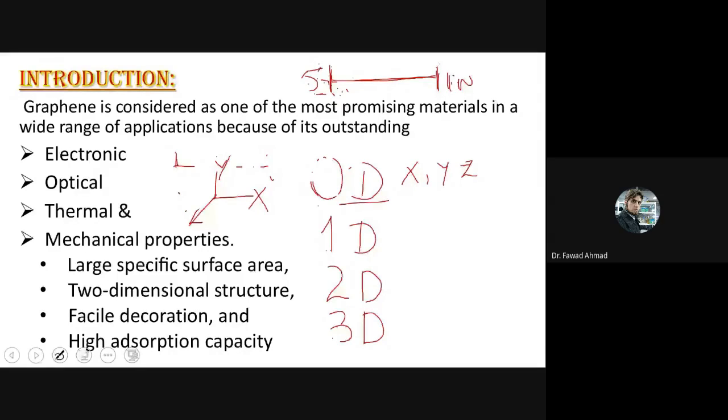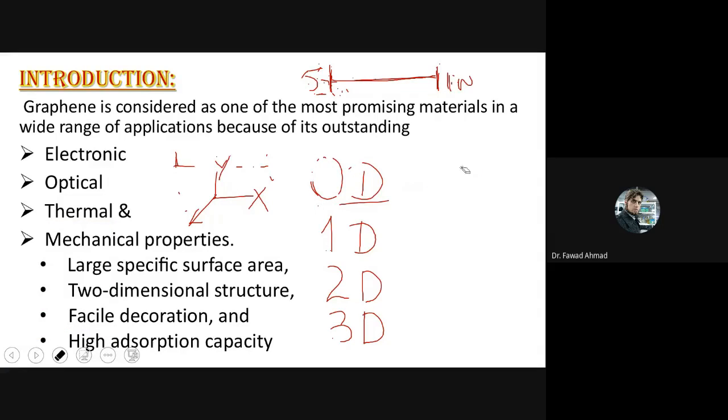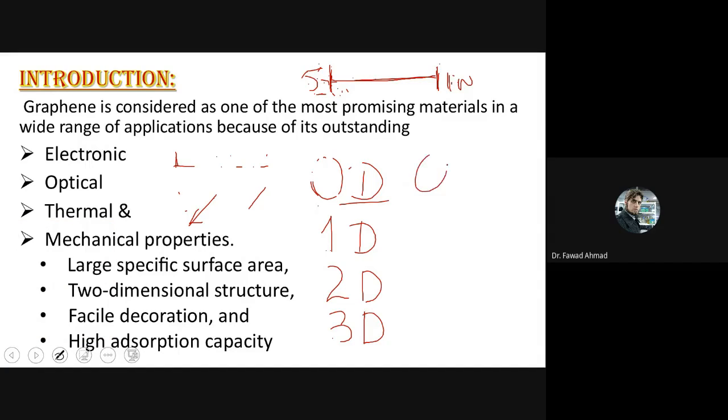I told you that the best example of 0D material, if you remember my last discussion, which we covered in great detail, is quantum dots, one of the most promising materials, also used these days in different applications. Regarding 1D material, if only one dimension, the x, y, or z axis, lies in the nano range, we call it a 1D nanomaterial.